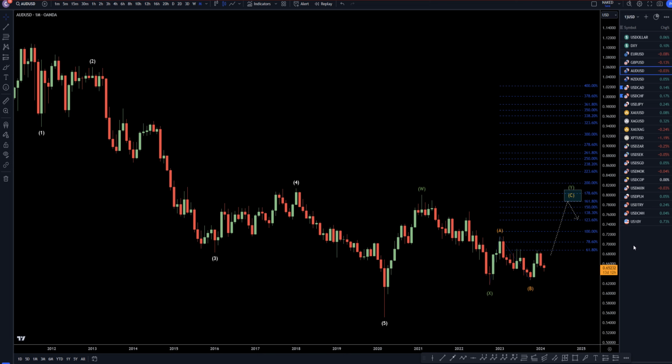Today is Friday, February 16th, and I'm going to be analyzing the Aussie US dollar, starting on the monthly, working my way down to the 1 hour time frame for the full top down analysis.